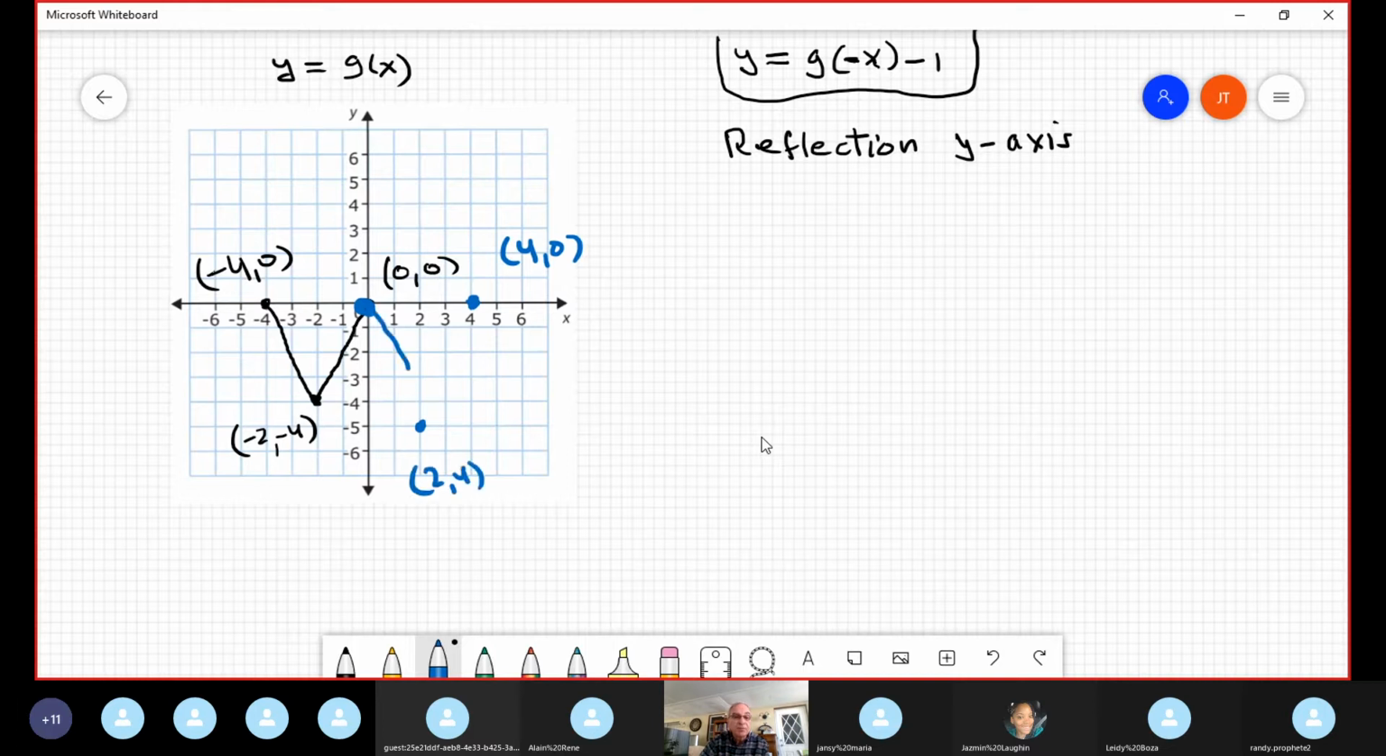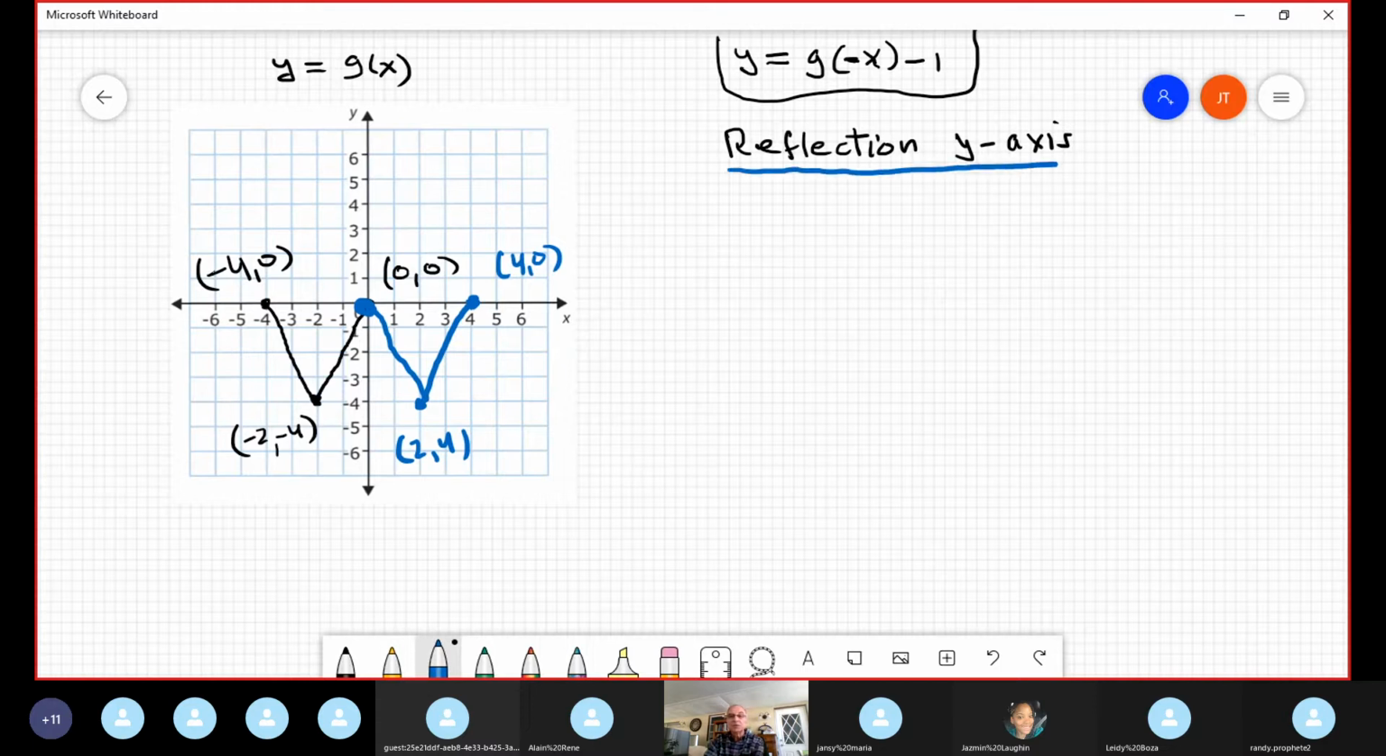And the graph after the transformation. Here, over there. Okay, this is 4, 0, and this is 2, -4. And the new graph after the transformation is the blue color. It was a typical reflection about the y-axis.